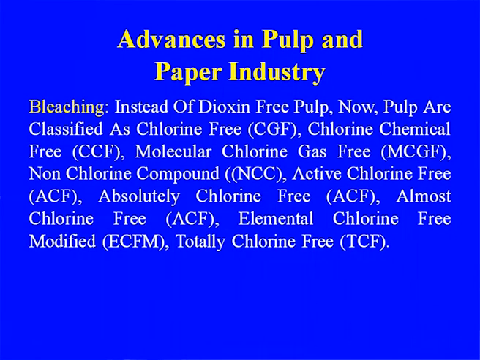These are some of the advances, because dioxin is produced in case of pulp and paper making, and lot of concern has been shown because of the presence of dioxin in the effluent of the pulp and paper. Now, the pulps are classified as chlorine free, chlorine chemical free, molecular chlorine free, non-chlorine compound, active chlorine free, absolutely chlorine free, almost chlorine free, elemental chlorine free, modified, totally chlorine free. These are some of the various types of bleaching that have been incorporated in various methods.